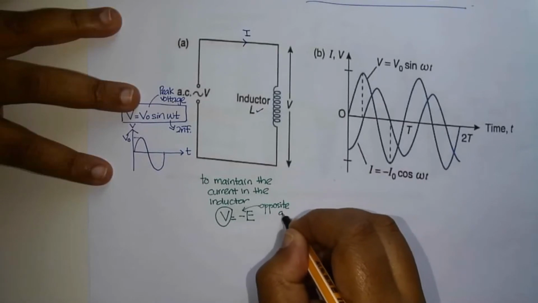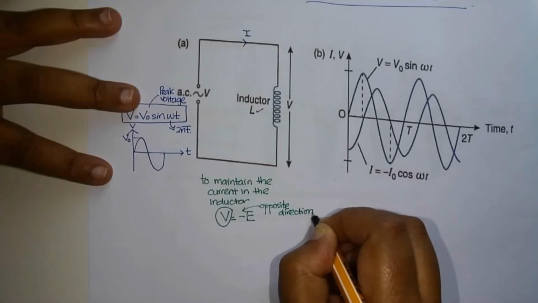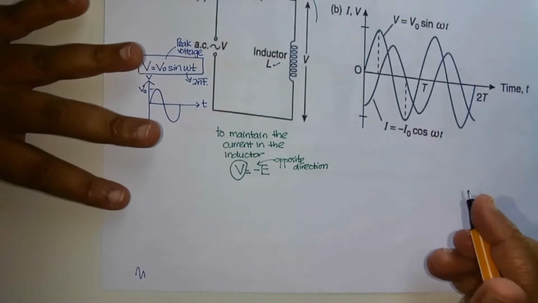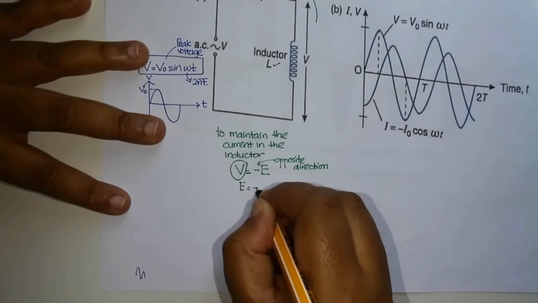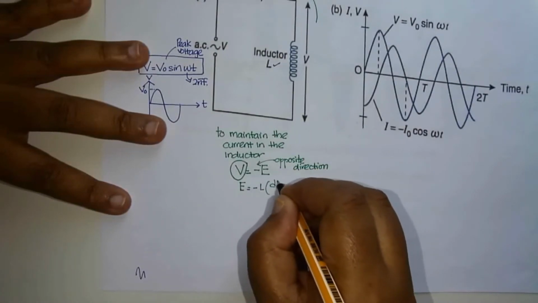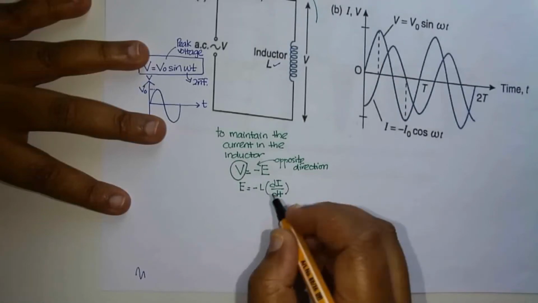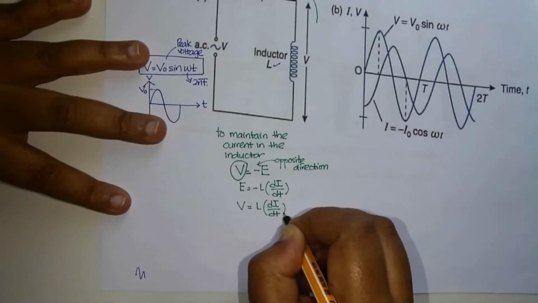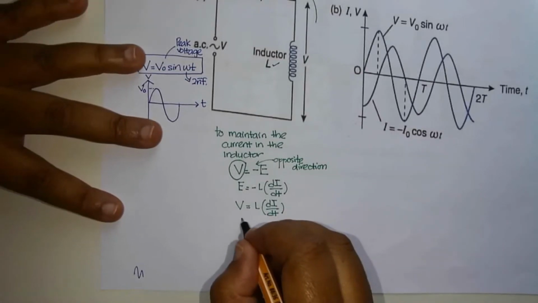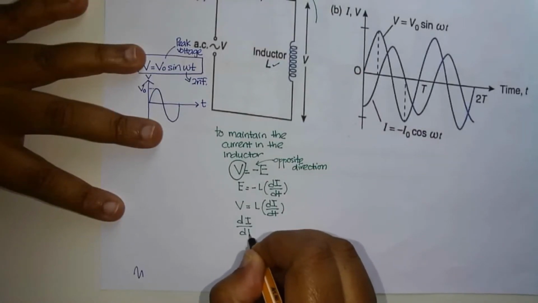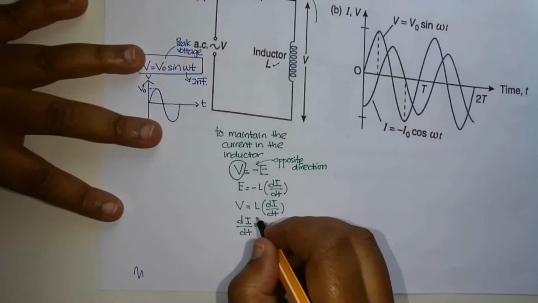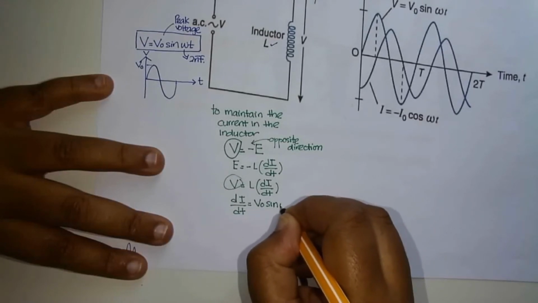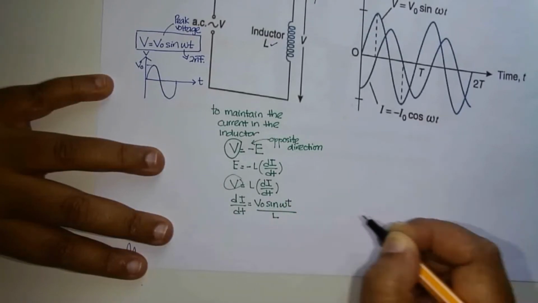Okay, opposite direction. So the back EMF, if in this direction, means it will be like this. Okay, E. And then we know that E is equal to negative L di over dt. So V is equal to L di over dt. Then we bring here di over dt is equal to V over L, where V is V0 sine omega t. So V0 sine omega t divided by L.